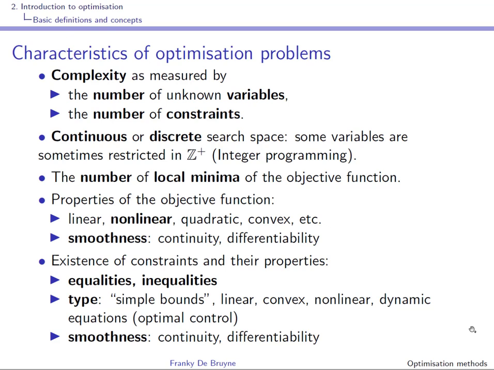The optimization complexity, of course, also depends on the presence of constraints, equality or inequality constraints, the type of functions that are involved, linear or nonlinear, and if nonlinear, convex or not. And again, of course, smoothness, that is, continuity and differentiability, plays an important role.